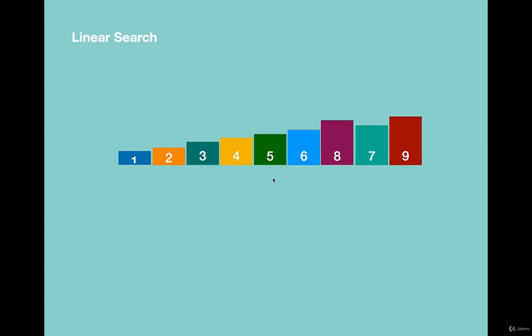So with this we have completed the linear search. Hopefully you have understood the logic behind the linear search. Now in the next lecture, let's create the linear search algorithm in Java.